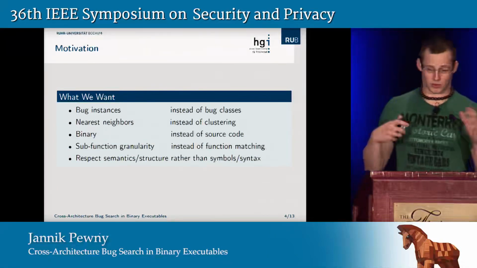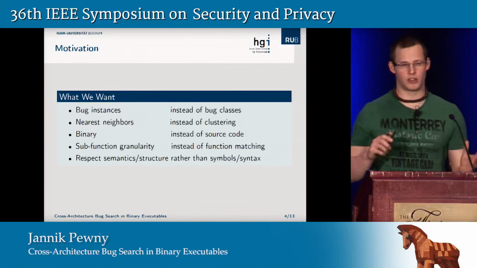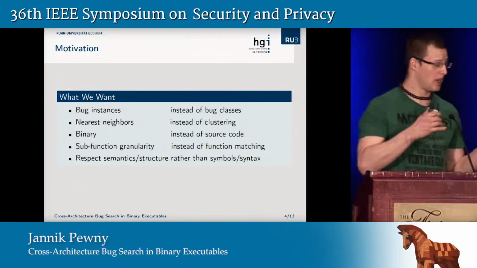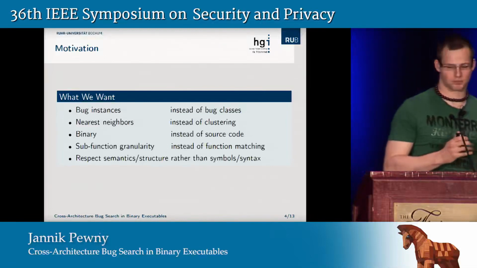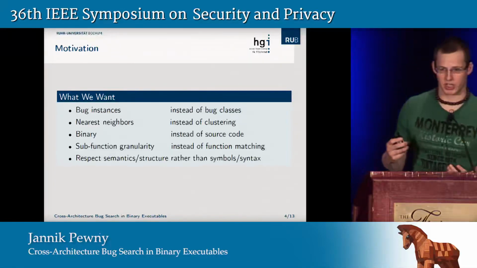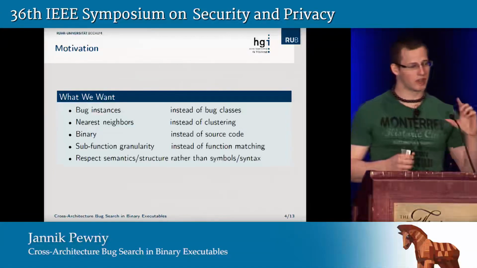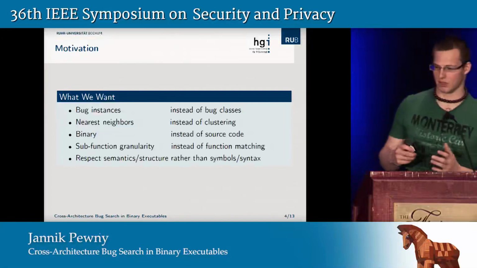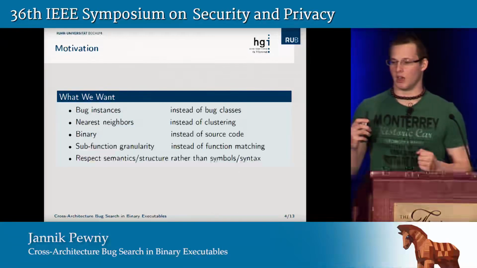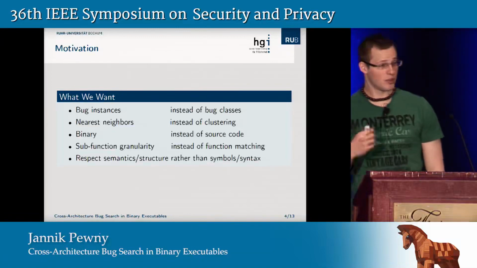Their work for me mostly means that they abstract from bug classes, which may sometimes be hard to use in practice. So what they do instead is they and we focus on single bug instances. Second of all, we want to focus on something like nearest neighbor search. We don't do any fancy clustering, because what we actually just want to do is to find out if two pieces of code are similar to each other. Third, we want to do it not on source code, but on binary. And all that we do actually has sub-function granularity, because that is very important for bug search.